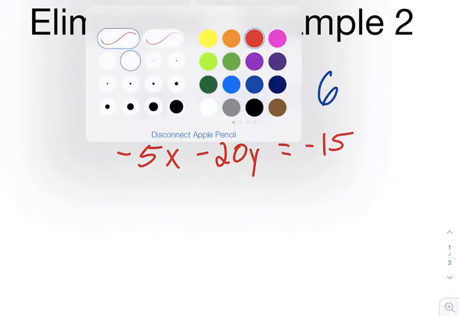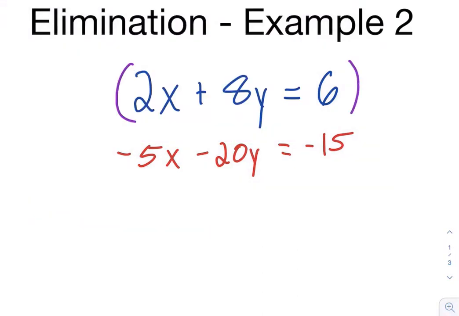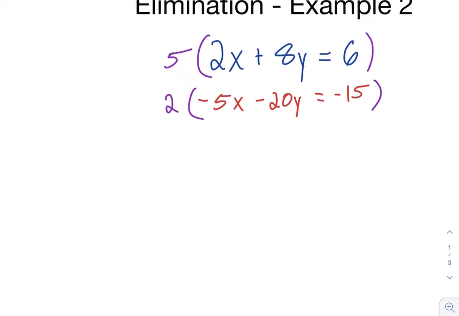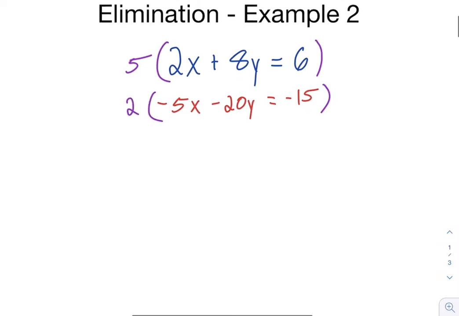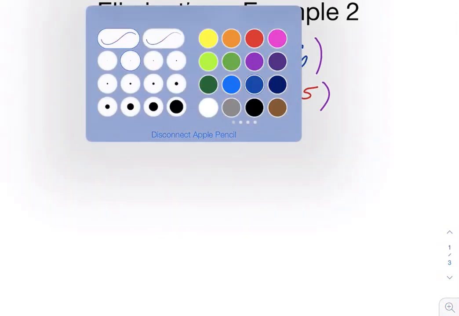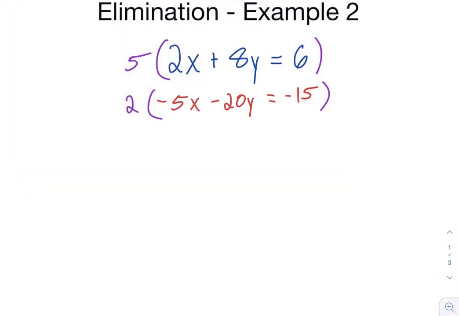I'm going to multiply the top one by 5. When you do this, you have to make sure you multiply every term by that value, and the bottom one by 2. Now, since the blue y is positive and the red y is negative, I don't need to make the 5 or 2 negative because I'll end up with one positive, one negative, which will be opposites, and add to 0. So I'm going to go ahead and do this, multiplying everything in the blue equation by 5.